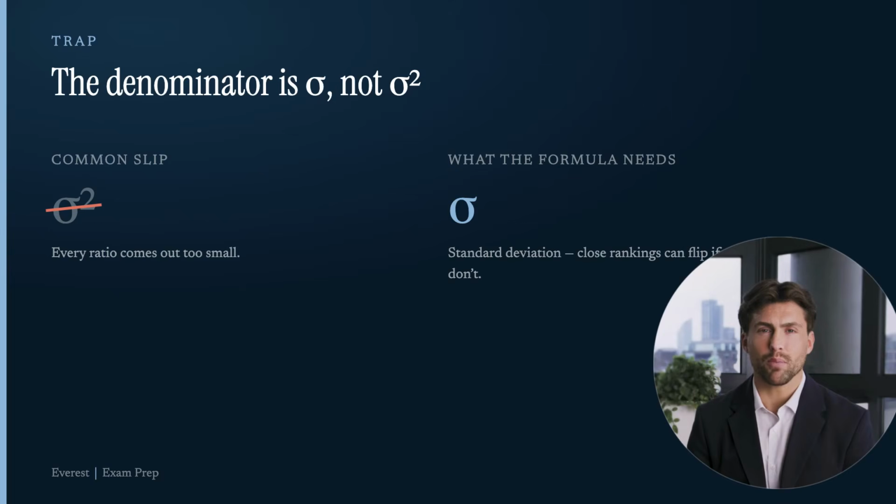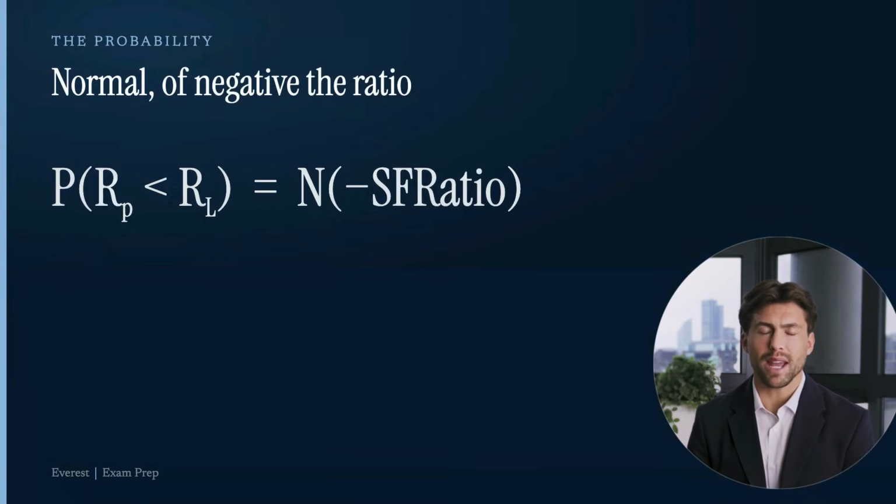It isn't asking which portfolio performs best on average. It's asking which one is least likely to let her down. One trap worth naming here: the denominator is standard deviation, not variance. Divide by variance by mistake, and every ratio comes out too small, and with numbers this close together, that can flip the ranking entirely. Now, how likely is that shortfall exactly?